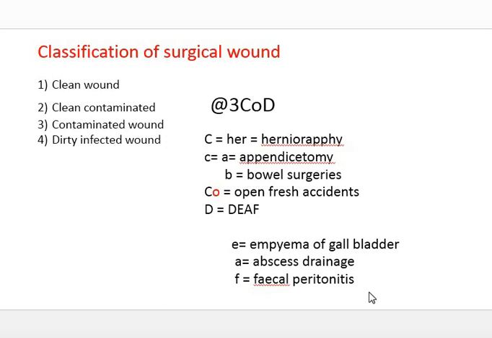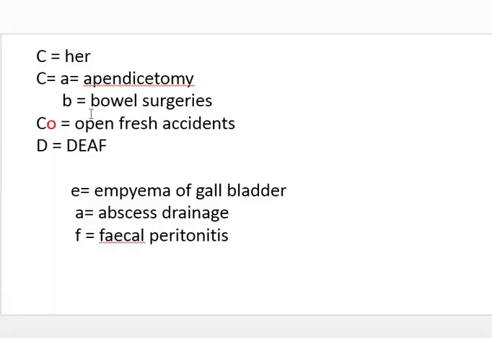In this way you will never forget the classification of surgical wounds and their examples. It will really help you for a long time. So this is the one: C, CO and D, 3C and 1D. D equals deaf, and the other things I have already mentioned. So this was about the mnemonic in classification of surgical wounds.